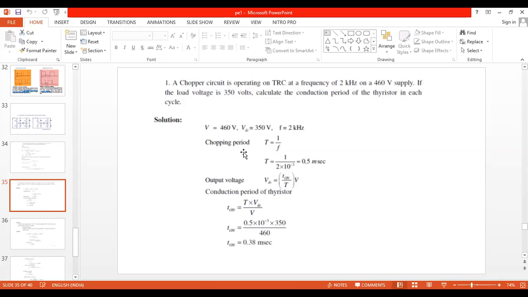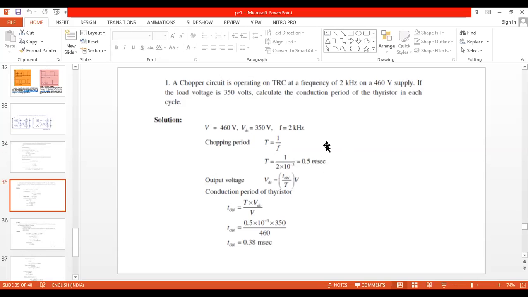As I mentioned, the time period T is equal to 1 by F in all the problems. The T value you are going to get is 1 by 2 kilohertz, which is 0.5 milliseconds. That is the total time period, in which the chopper will be on and off. The total time period is 0.5 milliseconds.